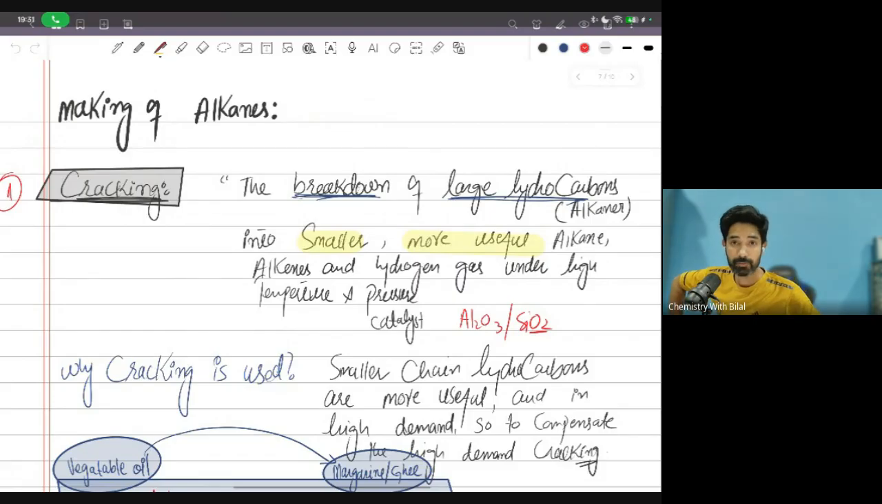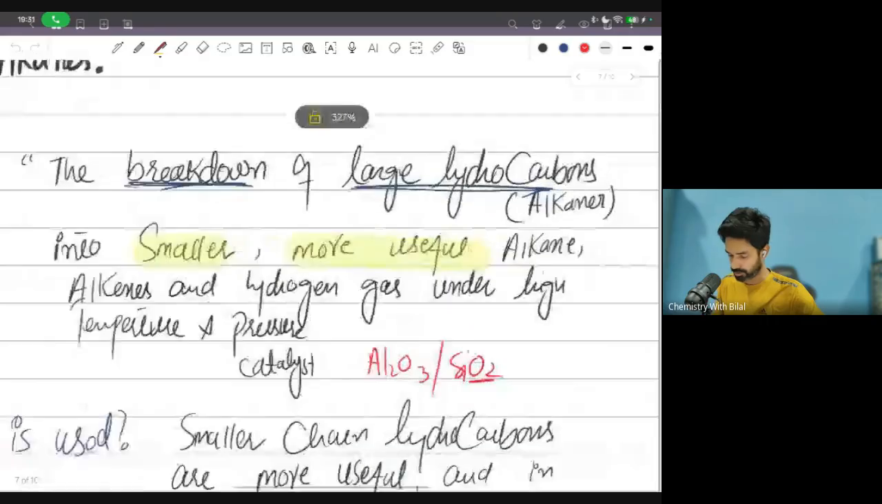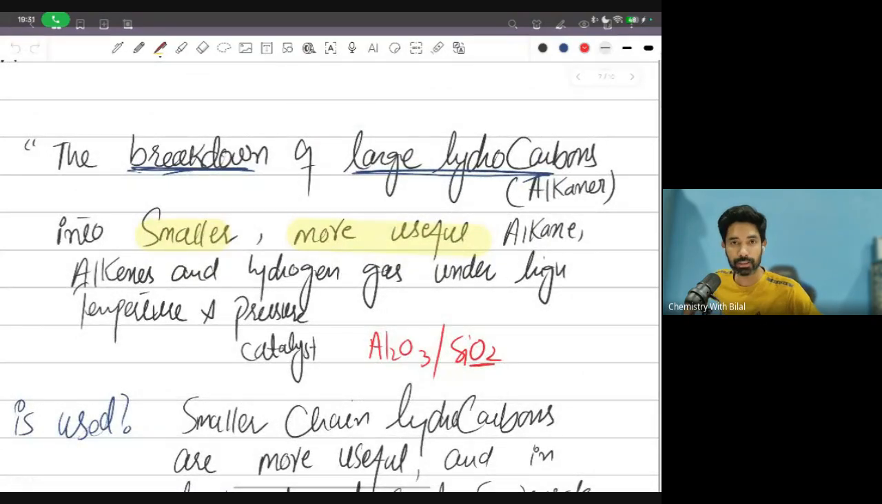It is a process in which the large chain hydrocarbons are broken down into smaller, more useful alkanes and alkenes. Why are smaller ones more useful? Because they are highly flammable. They are in high demand.